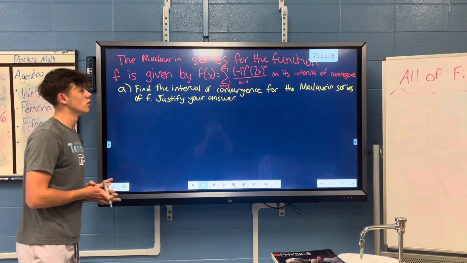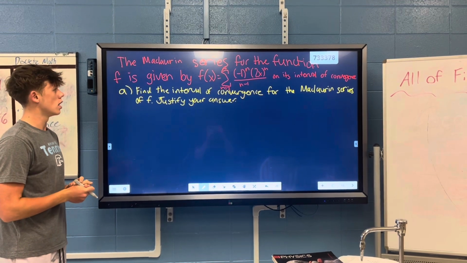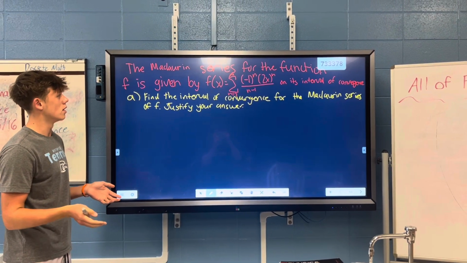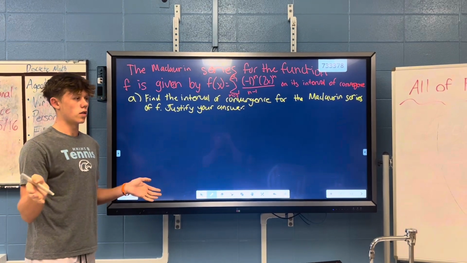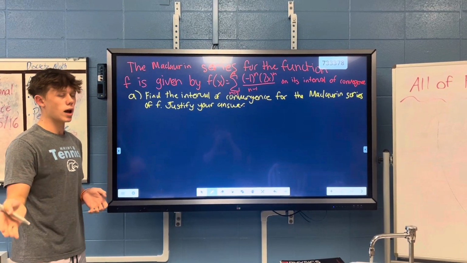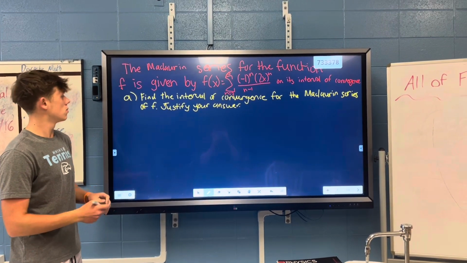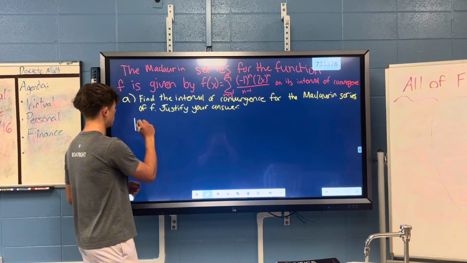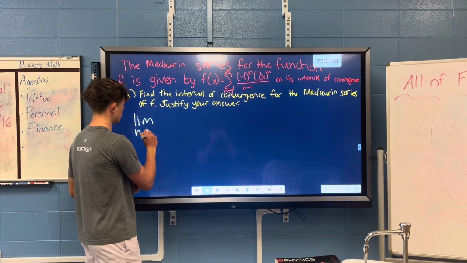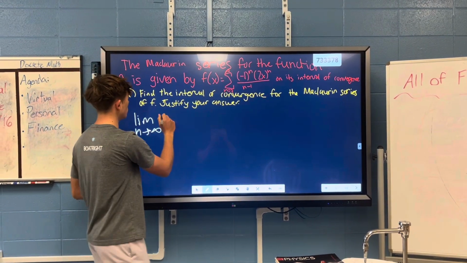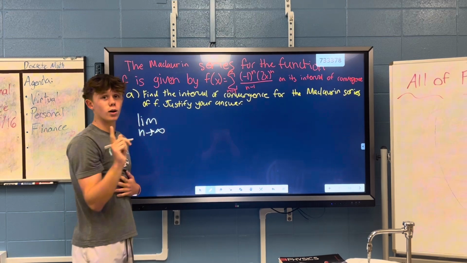So the first thing you're going to do when you're looking for the interval of convergence is I always look at the ratio test, which compares the ratio between the next term and the original term. So that's basically adding n plus 1 to your original term. So you take the limit as n approaches infinity of the absolute value of your series at n plus 1.